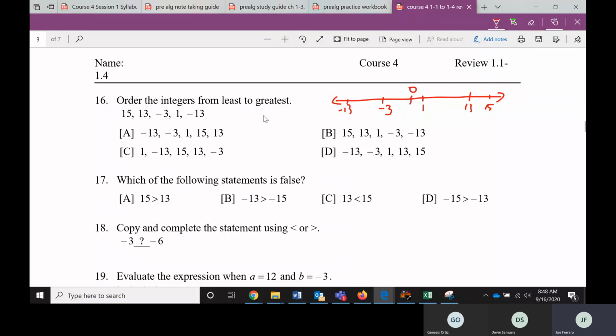Okay, now you just go, and always make sure you know what they're asking: least to greatest. So you start at the smallest, and you go to the biggest. So it should start with -13. So right here, C and B are out. Then it goes -3. Both A and D have that. Then it goes 1, that and that. Yep, 13. This says 15. This says 13. So this one is wrong, and D is correct. Okay.